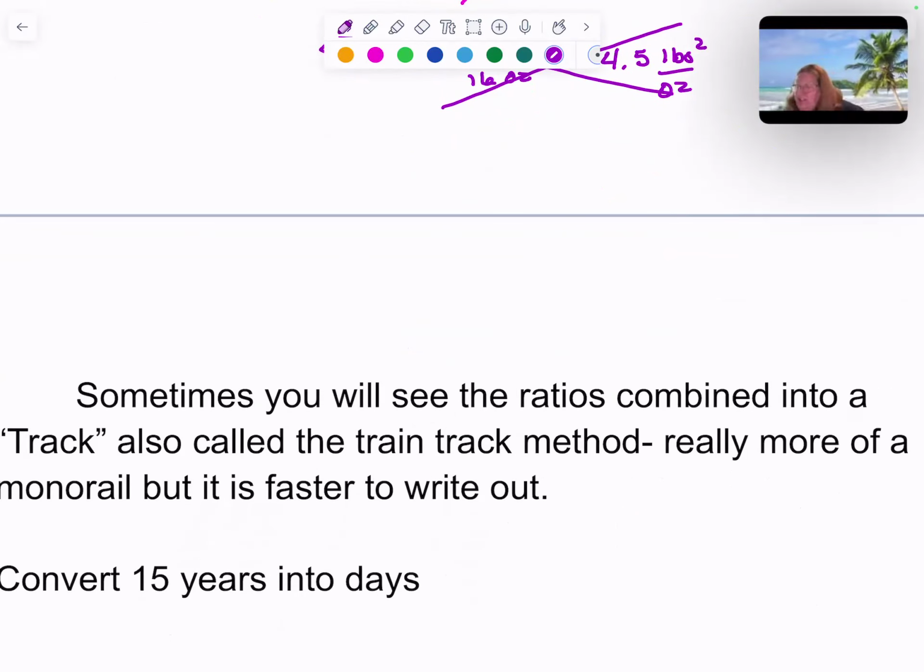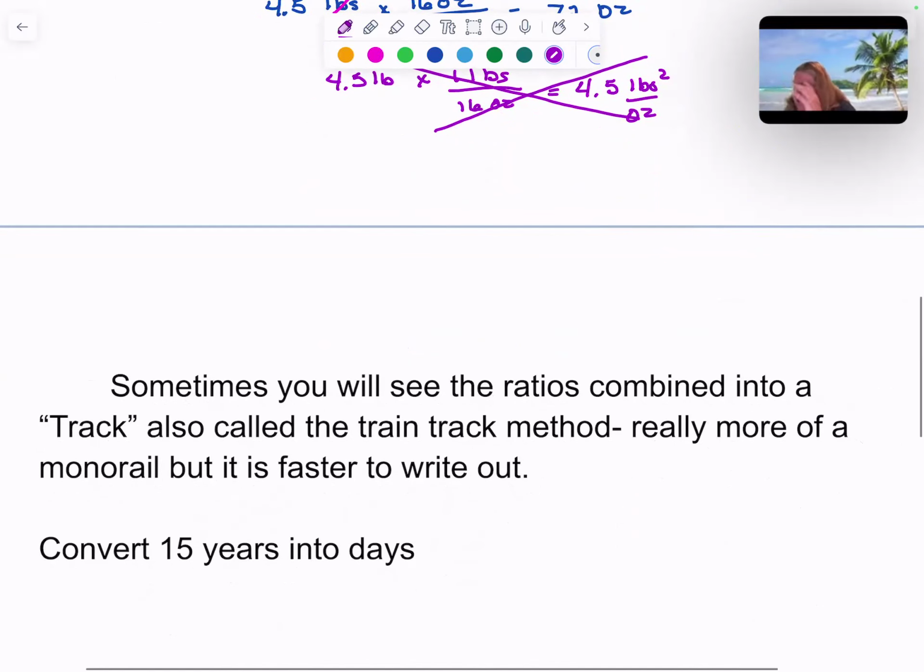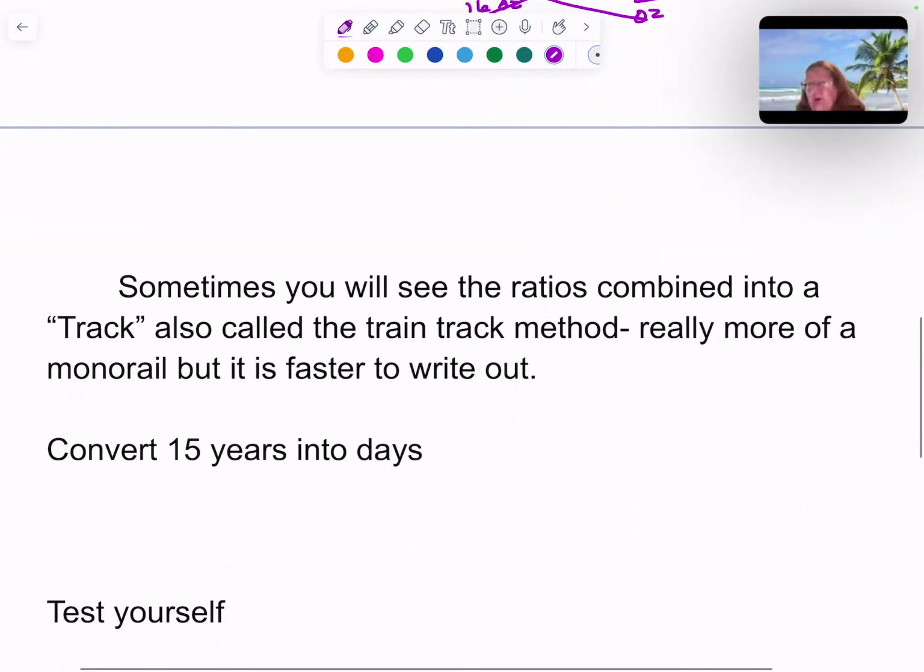Sometimes you'll see ratios combined in what we call a track. It's called the train track method. It's really more of a monorail than a railroad, but it is faster to work it out. So let me show you how that would work on the track method.